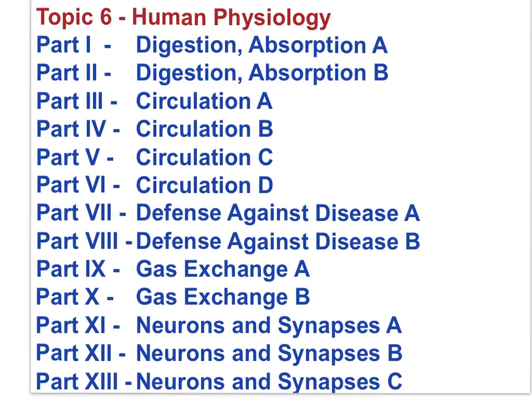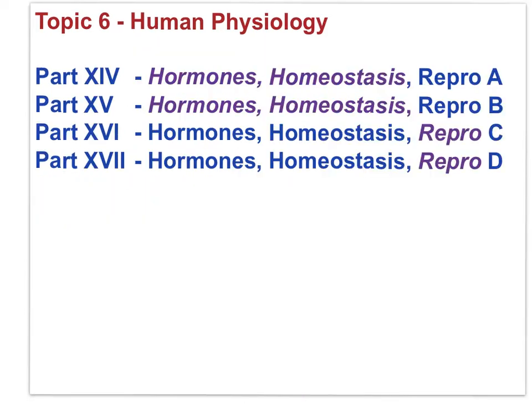This slide and the next provide an outline of all the movies available in the Human Physiology Topic 6 unit. Use this outline to find the movie you need for review. The focus of this movie can be seen on the next slide. This movie is focused here.